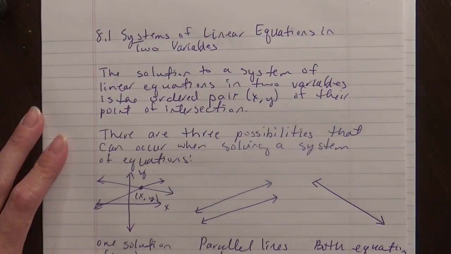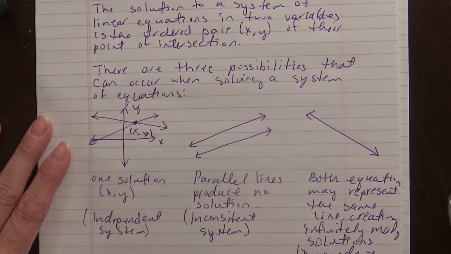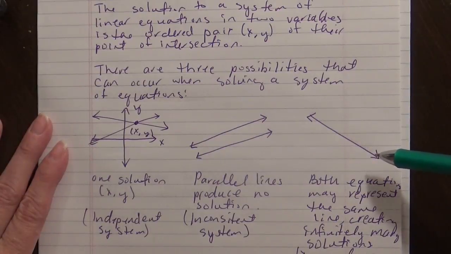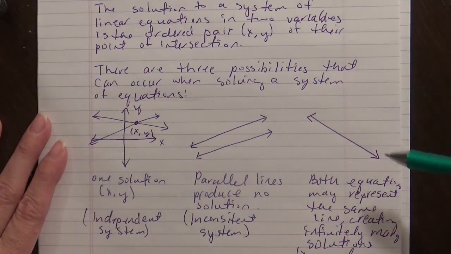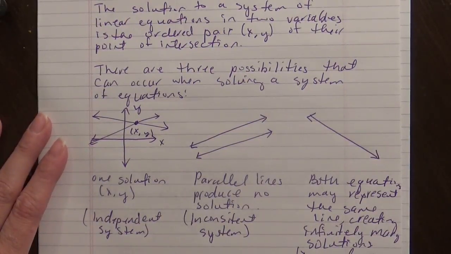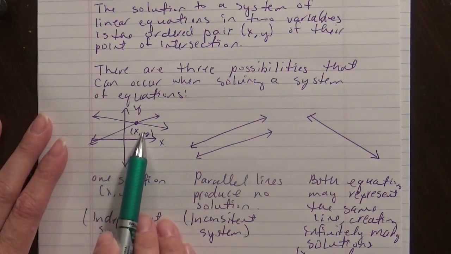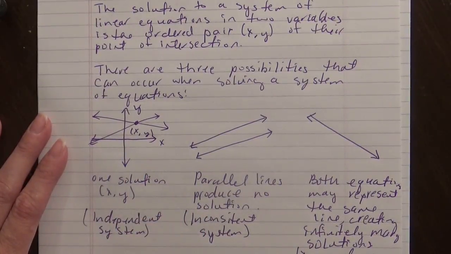And then the third scenario that can happen is you might have two equations that both represent the same line when they're graphed. This one would have infinitely many solutions, and we call this a dependent system. So those are the three possibilities. For our purposes, we're most interested in this first scenario.